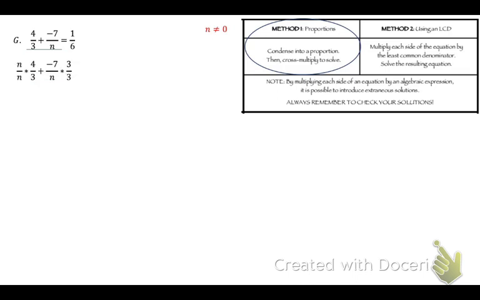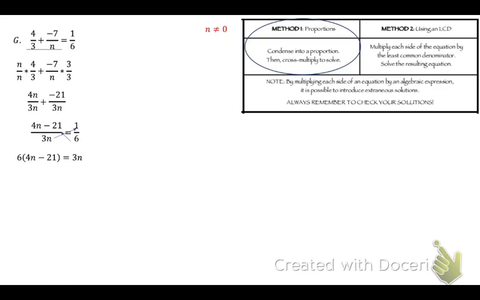Okay, we're going to use the left side to solve. So we have 4/3 plus negative 7 over n. So we have to get a common denominator there. I'm going to multiply that first by n over n, second by 3 over 3. So you get 4n over 3n plus a negative 21 over 3n, which is 4n minus 21 over 3n. I'm going to bring down that equals 1/6, and now we can cross multiply this.